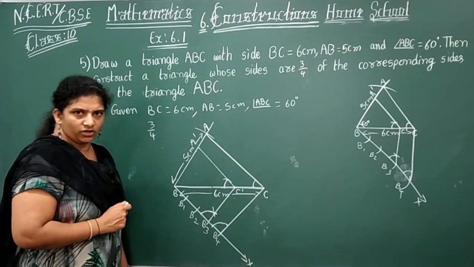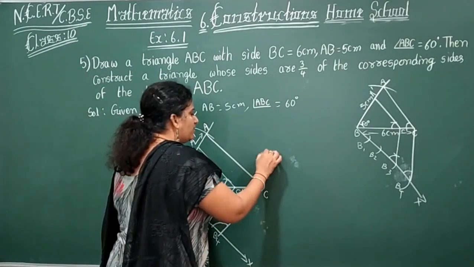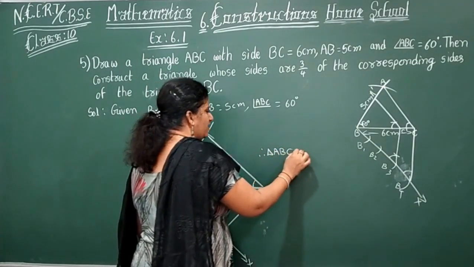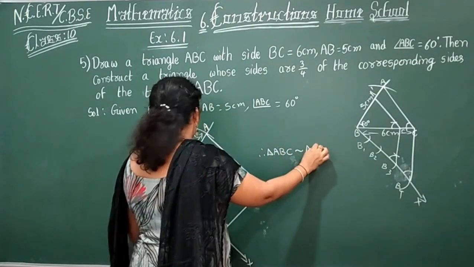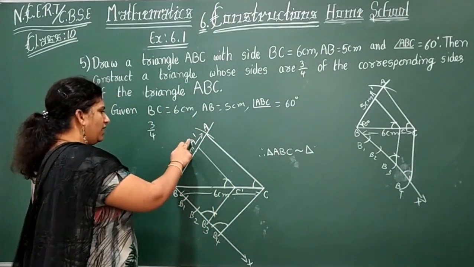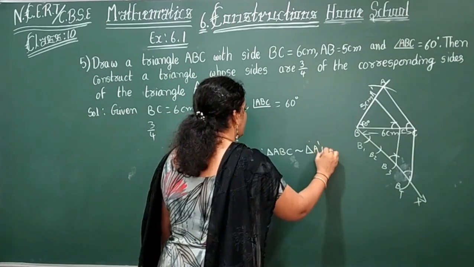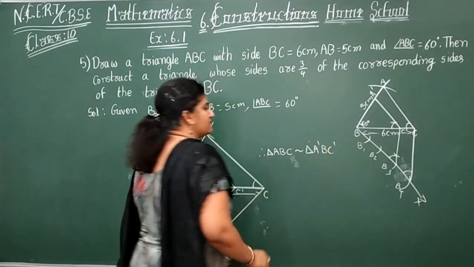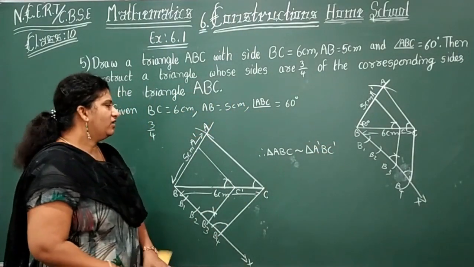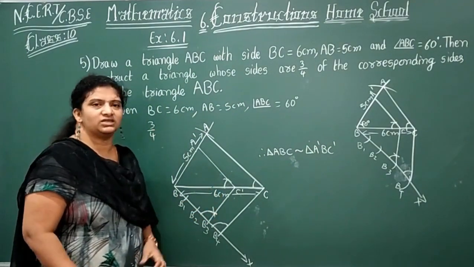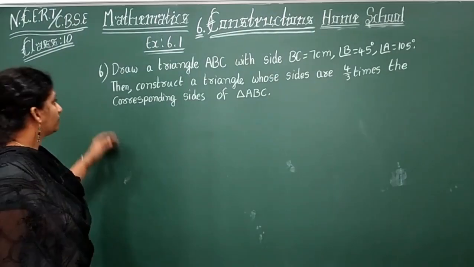So, finally, what are you going to say, children? The triangle ABC is similar to triangle A dash, B, C dash. A dash, B, C dash is a similar triangle which is drawn in the ratio 3:4.